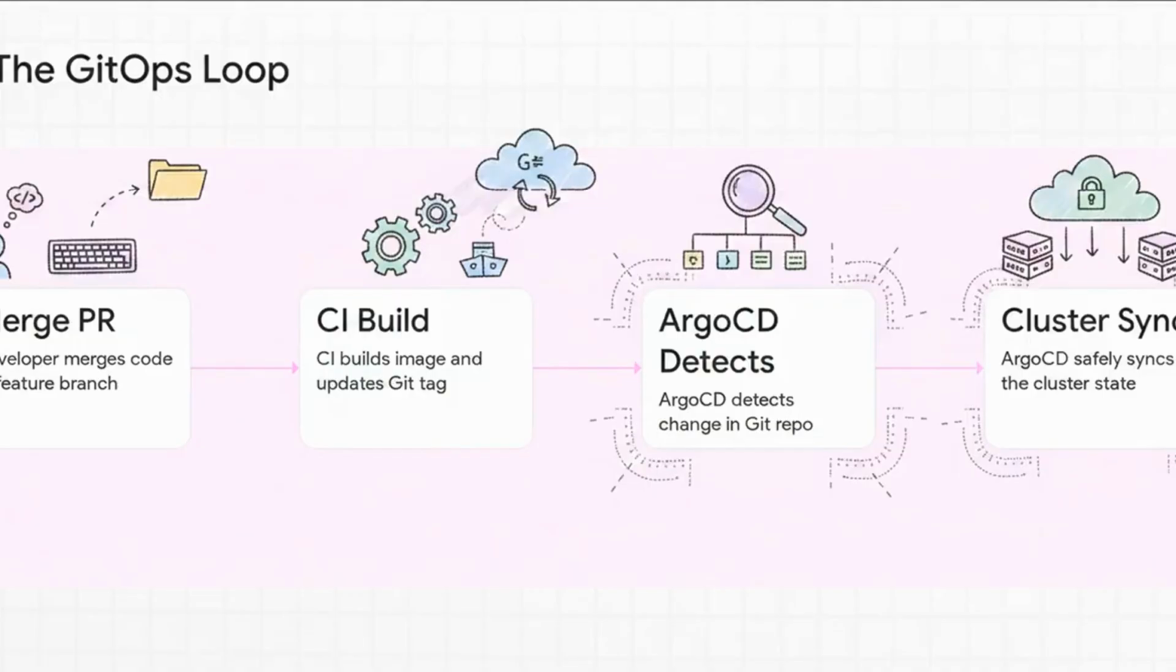The absolute most important thing to notice here, our CI pipeline never touches the cluster anymore. Here's how it goes. A developer merges a pull request. The CI pipeline runs its tests, builds the Docker image, pushes it to our registry, and then here is the magic part. It simply updates the text file, the image tag, inside our Git repository. It makes a Git commit. And that's it. The pipeline's job is done. Then, Argo CD detects that new Git commit, pulls the new configuration, and safely rolls out the pods. The separation of concerns here is absolute.